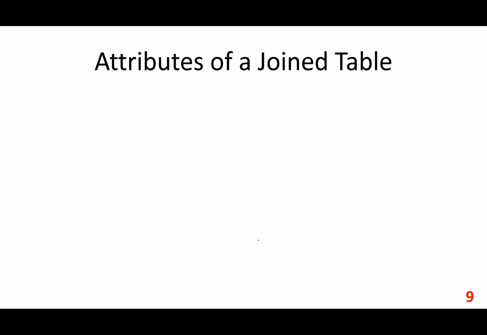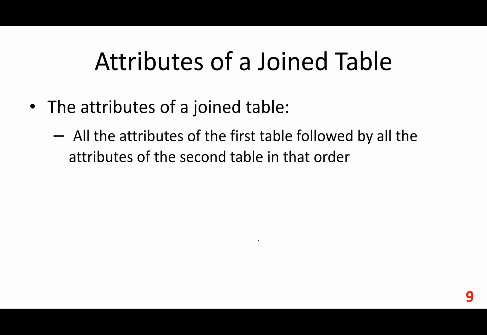Attributes of a join. Oh, I only have 5 minutes left. Attributes of a join table. The attributes of a join table are all the attributes of the first table followed by all the attributes of the second table in that order. Same as our previous Cartesian product understanding. Use aliases of tables to qualify them. That's easy.